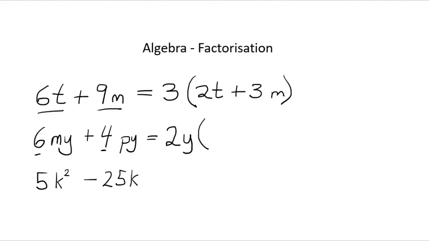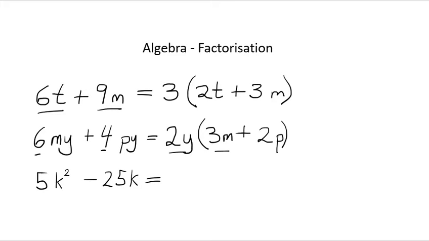Then we think backwards. What can we multiply this by, the 2y, to give us back what we started with? So we get 3m. And then what can we multiply this by to give us back what we started with? It's going to be 2p. And like I said, a quick check. 2y times 3m would give us back our 6my. And 2y times 2p will give us back our 4py. And so we got it right.